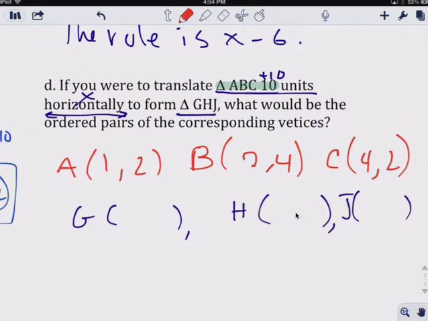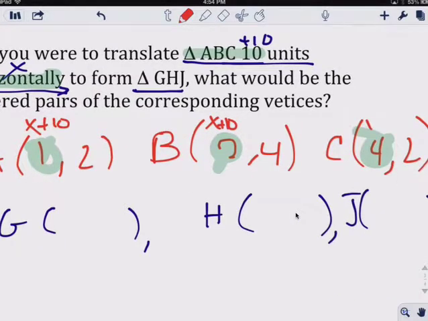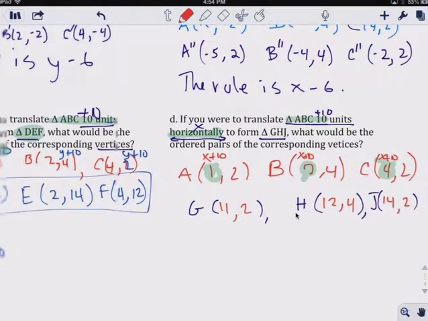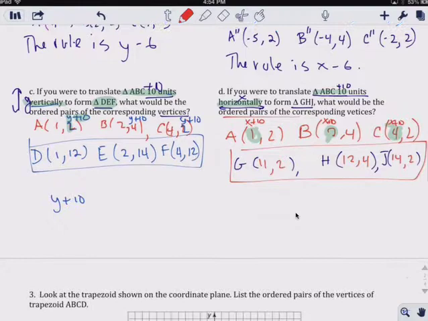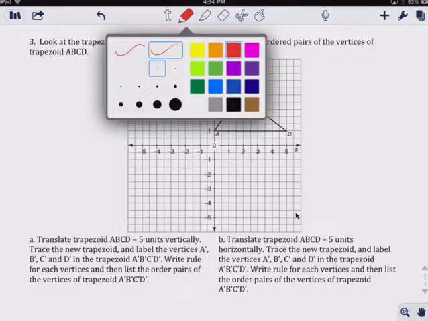Now, horizontal is the x. Here are my x's. I'm going to add 10 to each of them: x plus 10, x plus 10, and x plus 10. That's the rule. So that gives you 11 and 2, 12 and 4, 14 and 2 as your ordered pairs. What are the ordered pairs for the corresponding vertices? Same thing here on the third page you've got there.